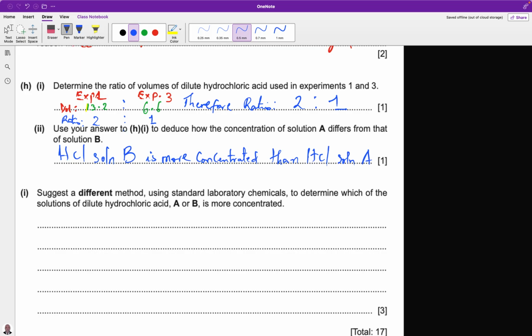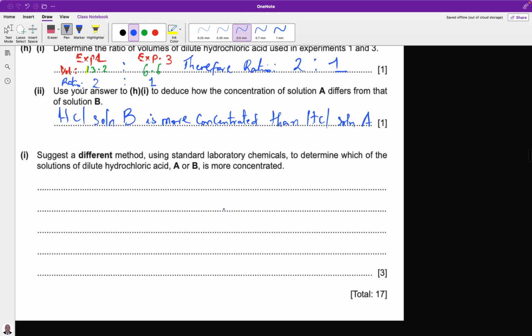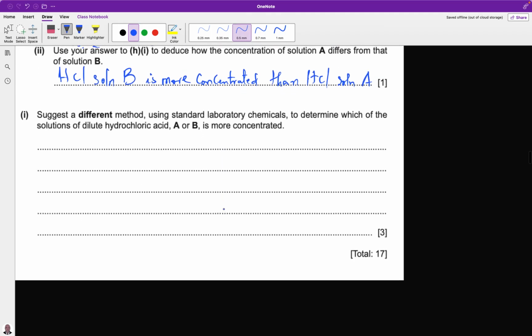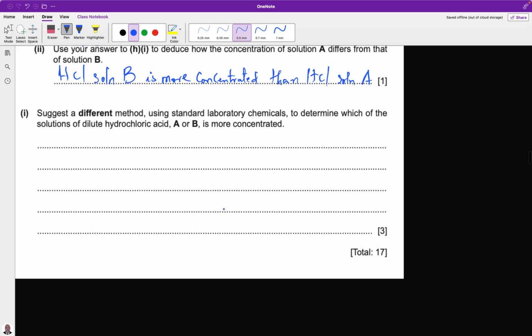In that case, B is more concentrated than A. B has a higher concentration than A. And we conclude by saying that hydrochloric acid solution B is more concentrated than hydrochloric acid solution A. It was 1 mark. It was just for explanation that I wanted you to understand better.